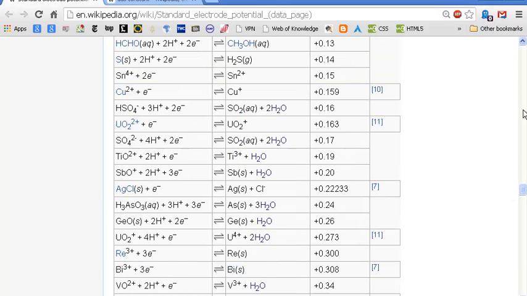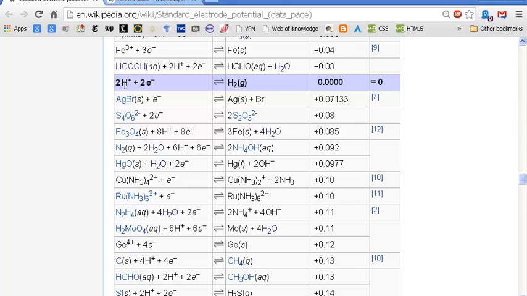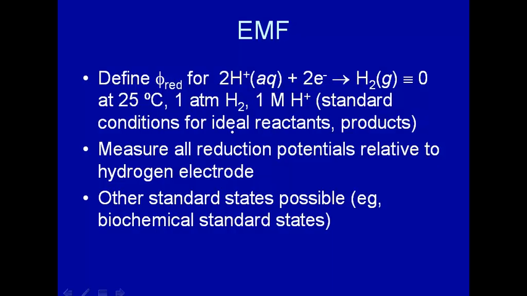So all these half reactions here are measured relative to this standard half reaction, where this is 1 molar, 25 degrees, H2 is 1 atmosphere. You set that equal to 0. That's on one half of the cell. The other half of the cell, you just measure the potential relative to that, and that's where those numbers come from. All right, now just remember that other standard states are possible.